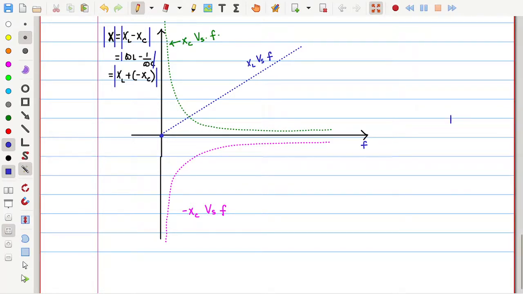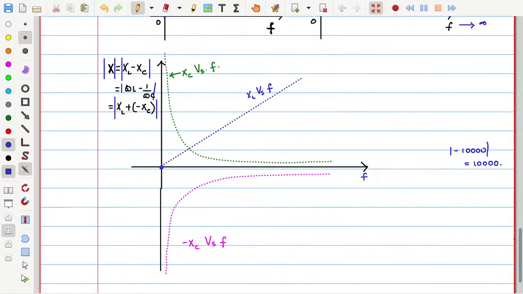Mod of any negative value like minus 10,000 is 10,000. So 0 plus minus infinite is minus infinite, but mod of that is plus infinite. Means how does it look? It looks like Xc. Now let me plot carefully the X nature. At lower frequency, corresponding to 0, capacitive nature is dominating, means it goes to infinite.